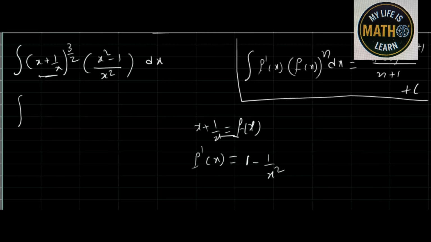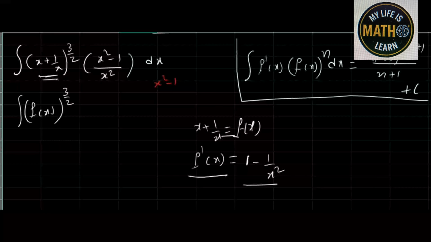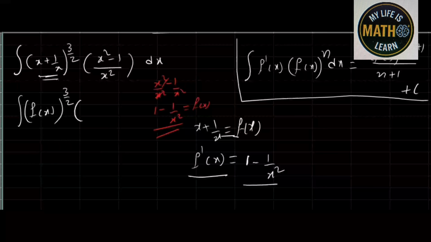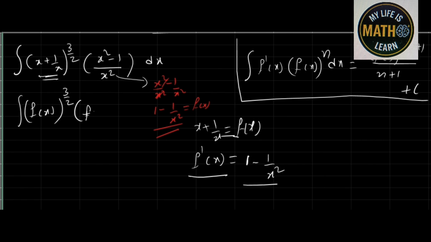So here f of x is x plus 1 by x, so f of x whole power 3 by 2. And x square minus 1 by x square we can write as x square by x square minus 1 by x square, that is equal to 1 minus 1 by x square, meaning f dash of x. So here x square minus 1 by x square is the f dash of x dx. So by the formula, f of x whole power 3 by 2 plus 1 by 3 by 2 plus 1.